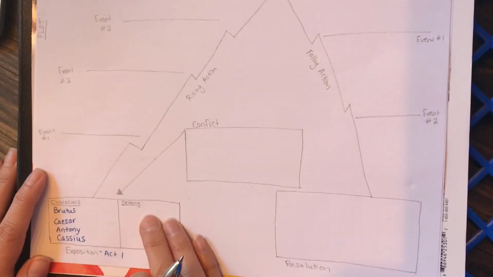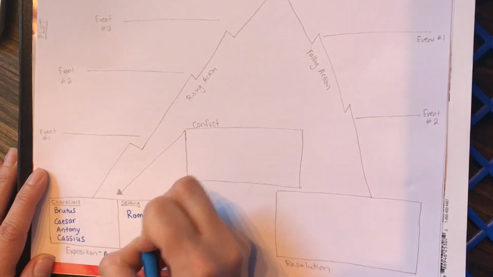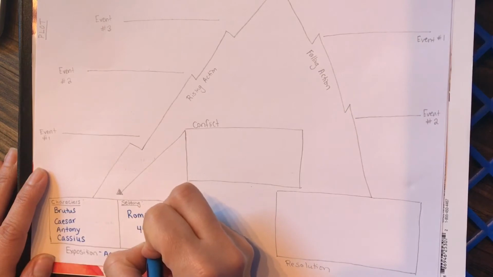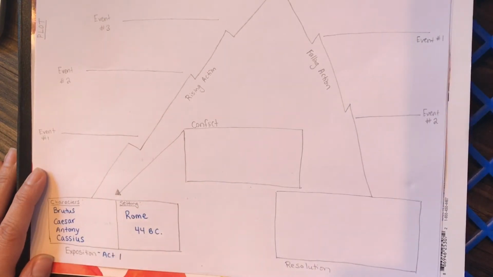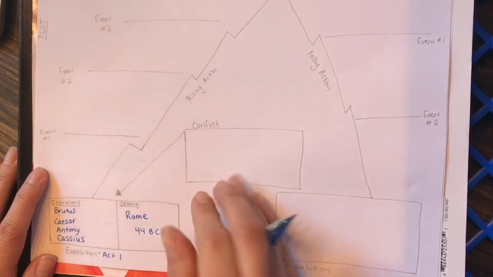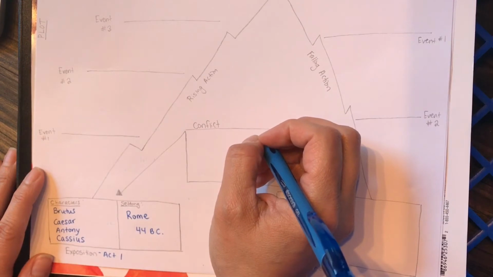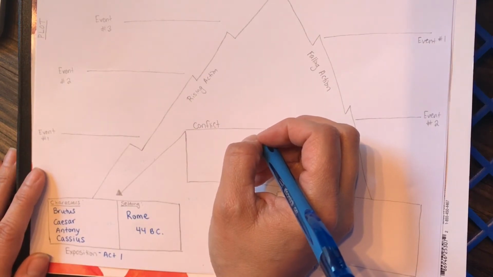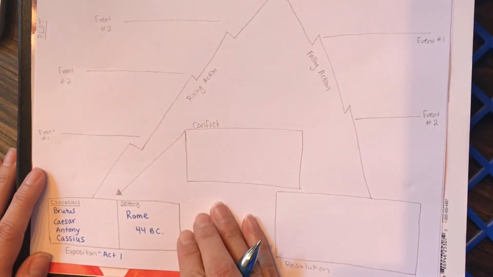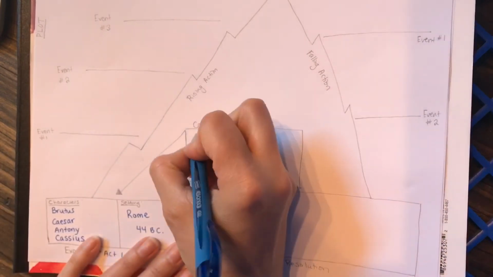I'm gonna go right over to the setting. So the setting is Rome, and it's about 44 BC. That's an approximate time. And then I'm gonna jump up here to our conflict. So the conflict is that Caesar is about to take over this area and become dictator, and a lot of people want to keep Rome a republic. So it's all about politics. So I think we can all relate to that right now.